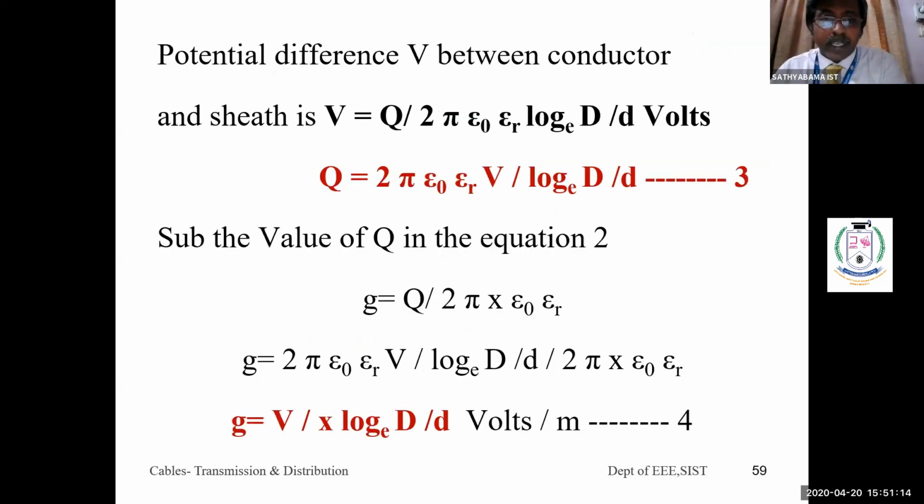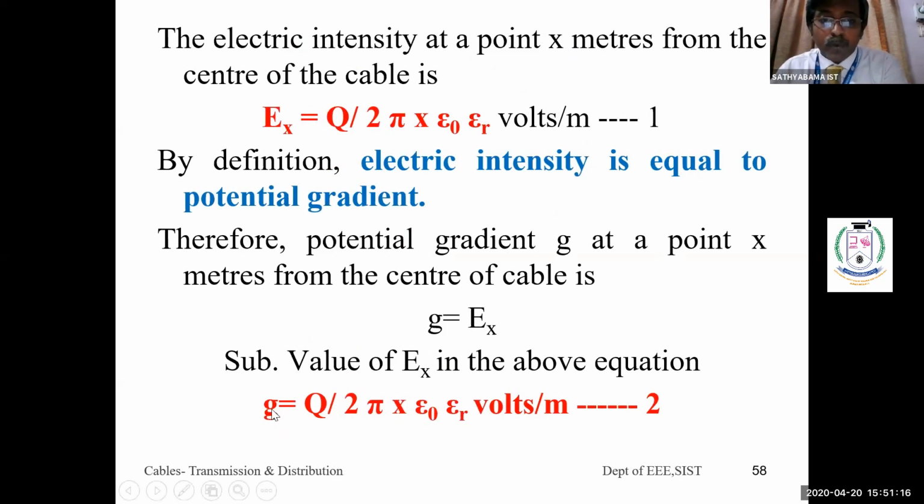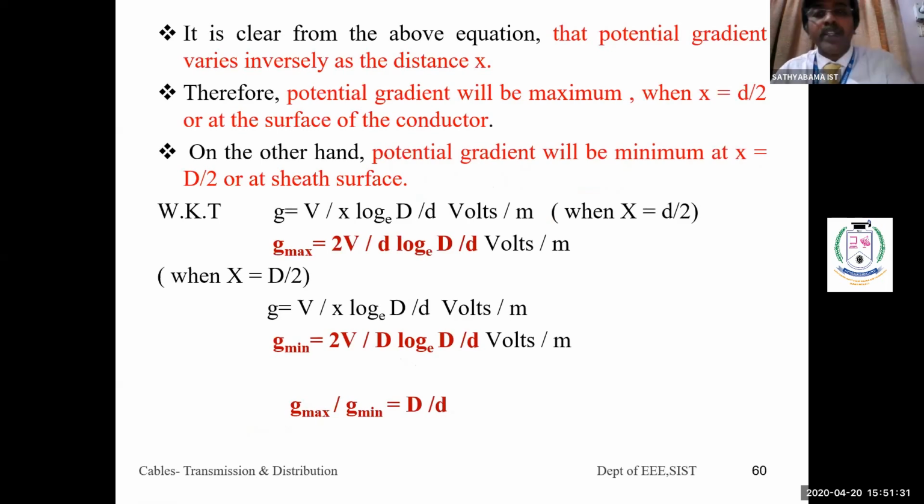Already I saw it here. I think you saw it in equation number 1. This is the gradient: Q divided by 2 pi x epsilon naught epsilon r. And very clearly I said, you have to vary the x. If you vary the x, automatically we can find out your gradient. Let me see how it will occur.